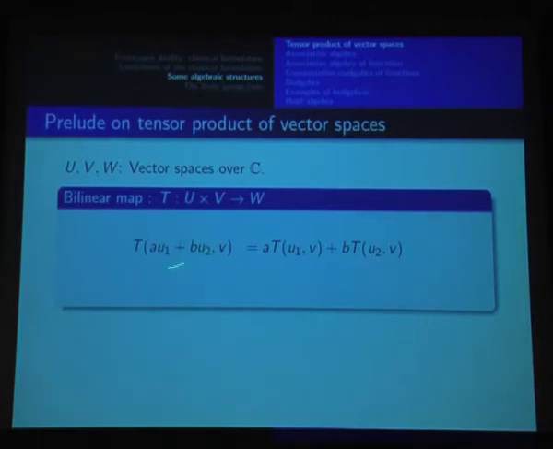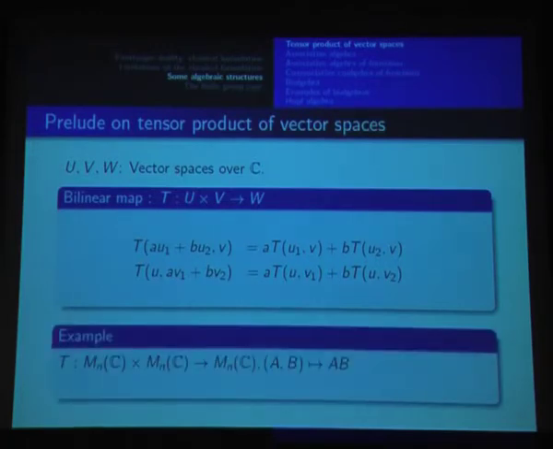a U1 plus b U2, say a, b are complex numbers, U1, U2 are elements from this vector space, comma V, is a times T of U1 comma V plus b times T of U2 comma V, and also the same thing in the other variable. Such maps are called bilinear maps.